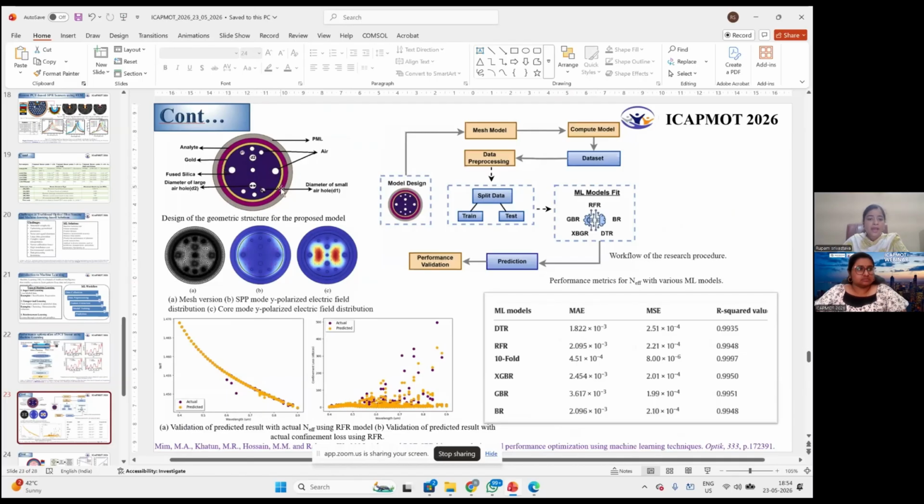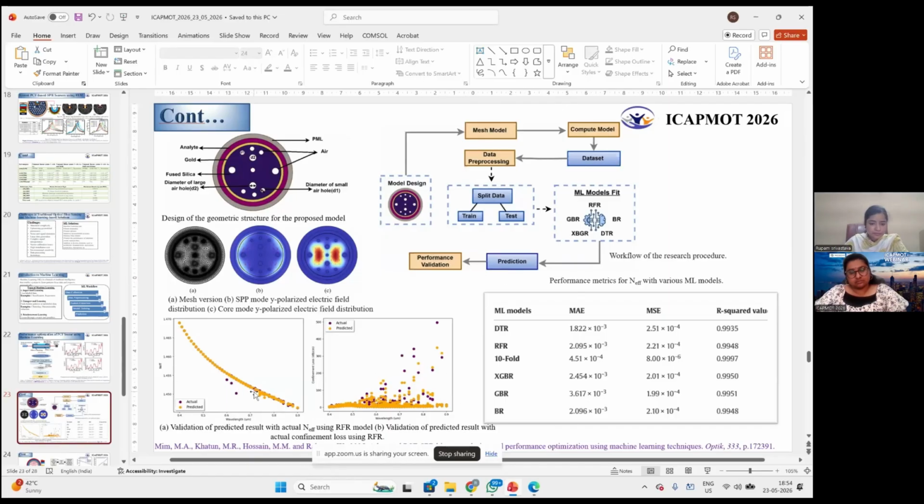Similarly, the second work is about a photonic crystal fiber based sensor which utilizes gold as a plasmonic material. This figure indicates the core mode and SPP mode. And this setup is the workflow of the research procedure, in which first the model is simulated, then meshed, then the result is computed, then data sets are generated. With the help of these data sets, the data is pre-processed, then split into training data and testing data, and after that the ML models are trained, prediction is performed, and then we can validate the performance.